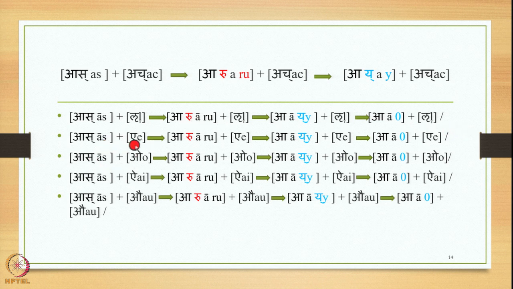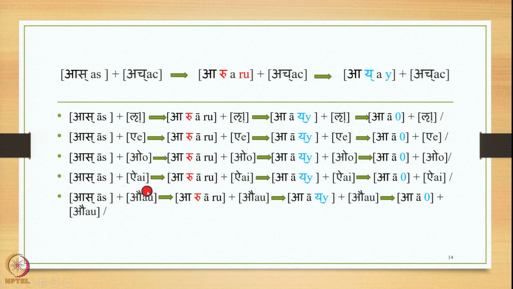Similarly, as plus a is the basic input, from which is generated aru plus a, from it is generated I plus a, and then lopashakalyasya applies and substitutes this ya by 0, so we get a0 plus a optionally. Similarly, as plus o, and it gets substituted by aru plus o, and then I plus o, and then this ya gets substituted by 0, so we have a0 plus o optionally derived form.